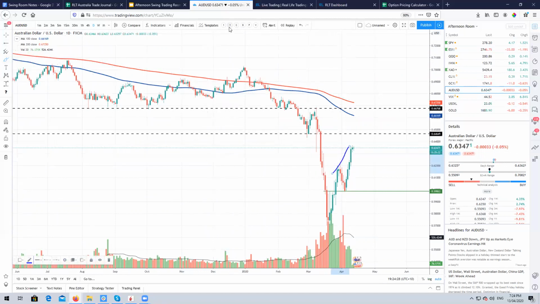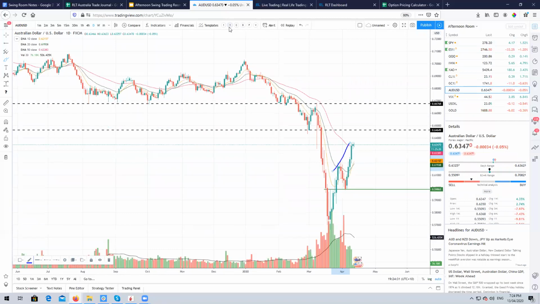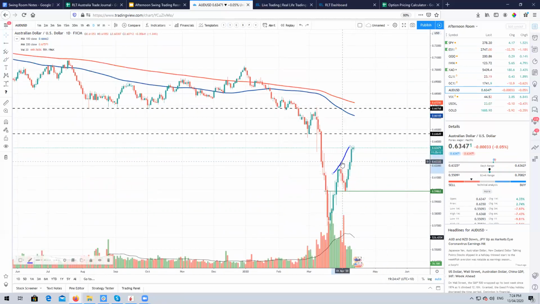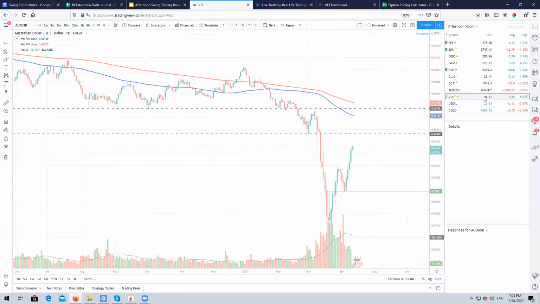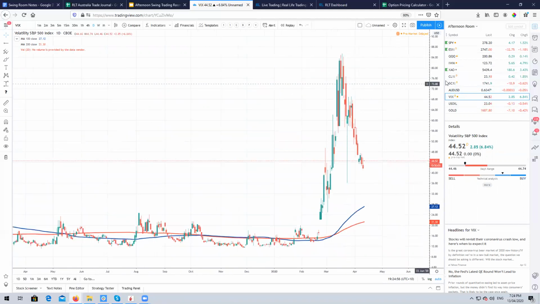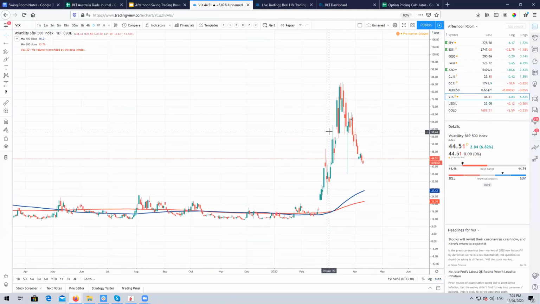We'll see how we travel over the next couple of days. But if we come down and we find some support here off this particular previous high and these shorter term time frames, the shorter term moving averages, then it'll be looking to bounce. So it'll be very interesting to see how we travel with that one. The volatility index had a small gap up, nothing to write home about, but we are looking a little bit stronger in the markets, which is good to see.